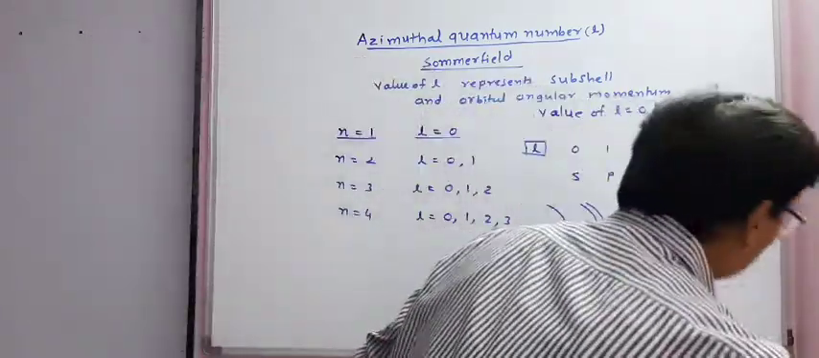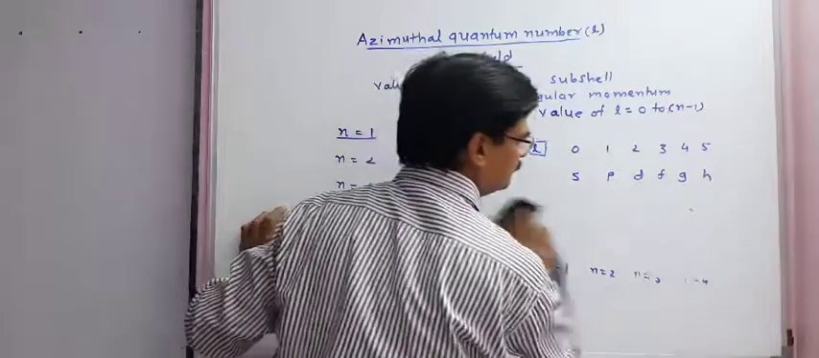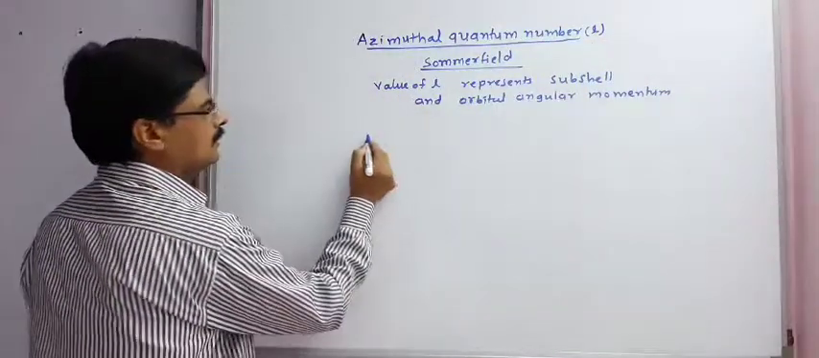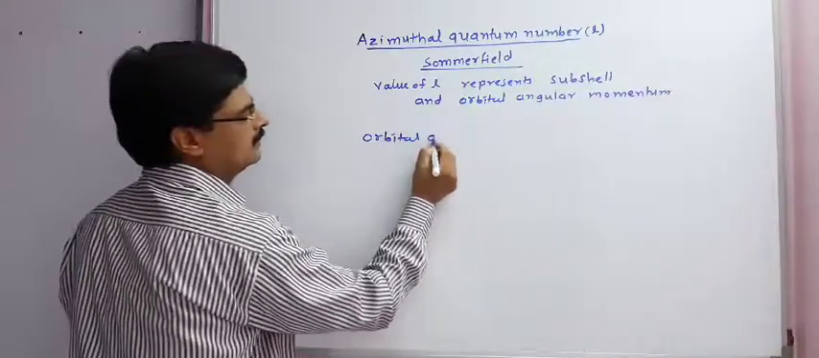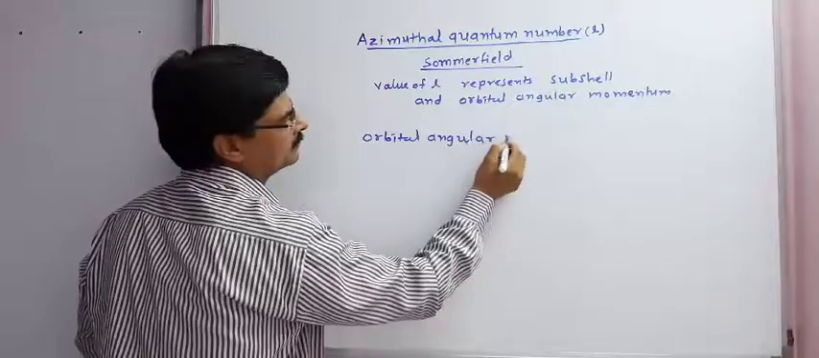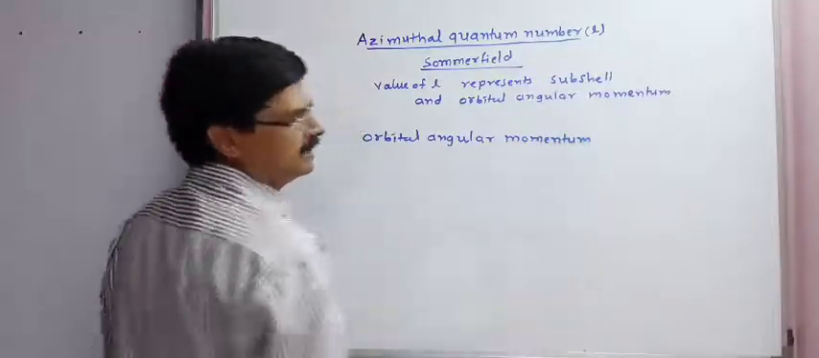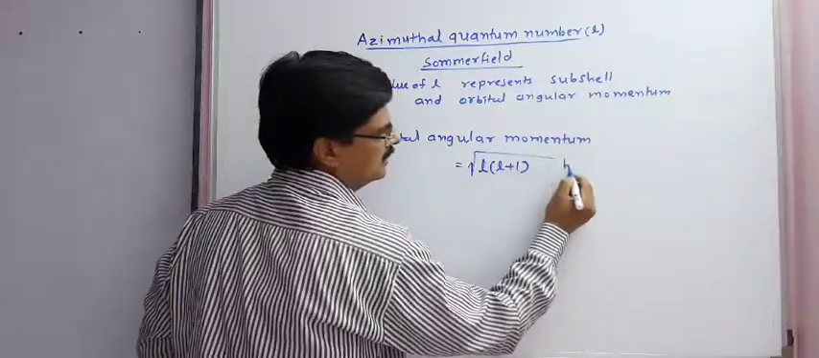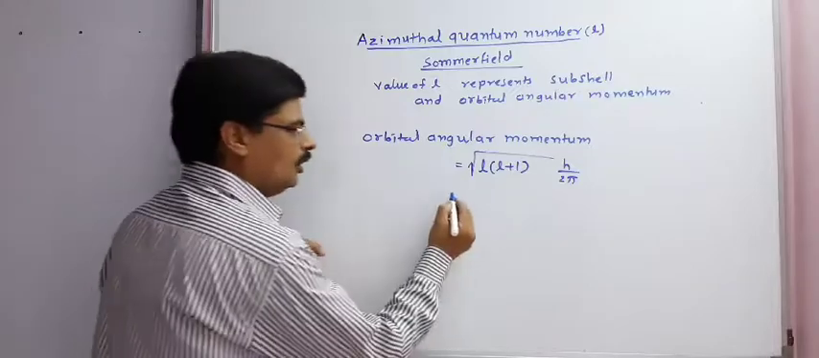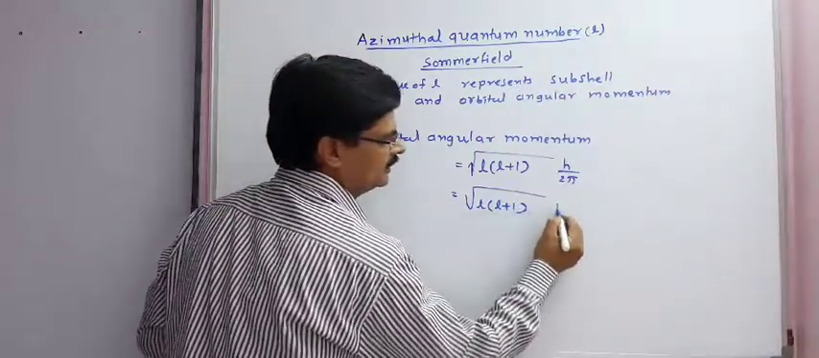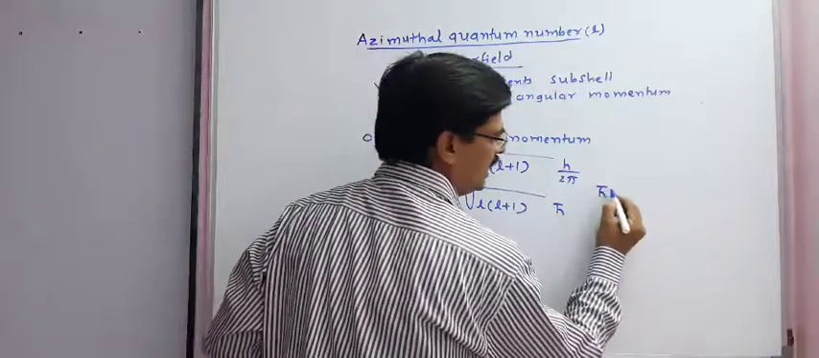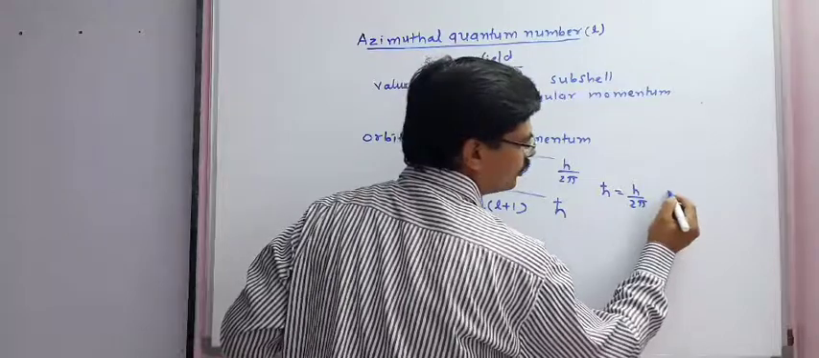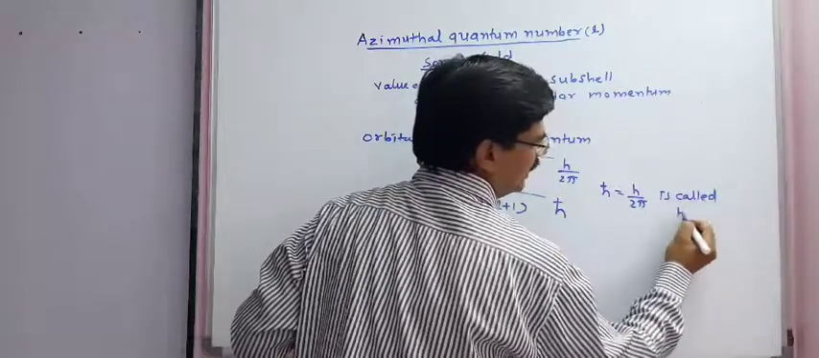Now, the orbital angular momentum is given by the formula square root of l into l plus 1, and outside the square root h upon 2 pi, or we can write square root of l into l plus 1 times h bar, where h bar is equal to h upon 2 pi.